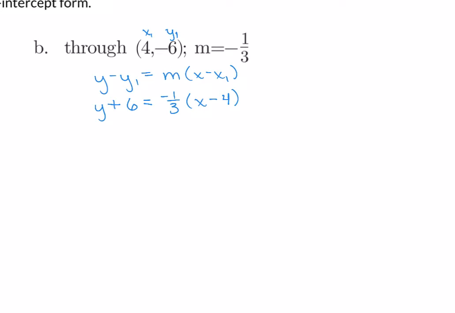Okay, so from there we want to go ahead and simplify, or solve for y. So the first thing I want to do is distribute. We get negative 1/3 x. I want to know what is negative 1/3 times negative 4. Remember, with fractions, we're going to rewrite the 4 as over 1. I cannot cancel anything, so we're just going to multiply straight across, and we get positive 4/3.